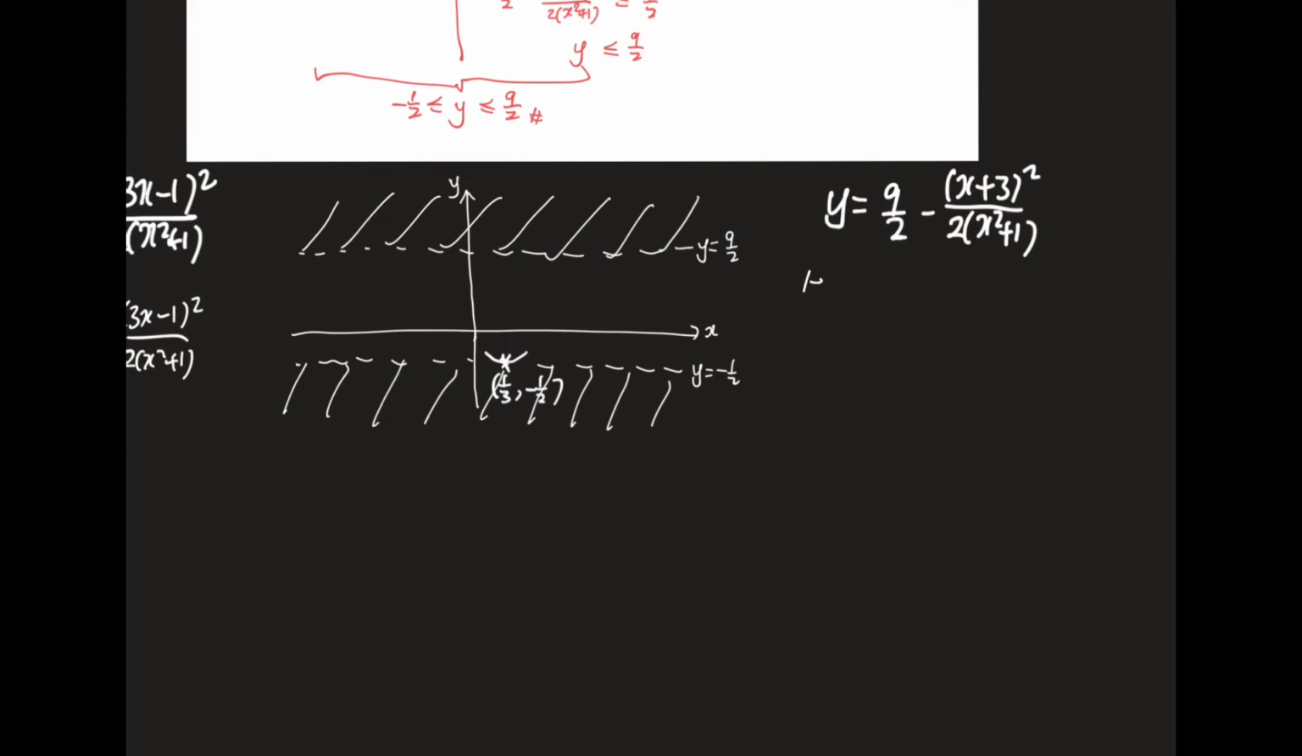So let y equal to 9 over 2. So 9 over 2 equal to 9 over 2 minus this.